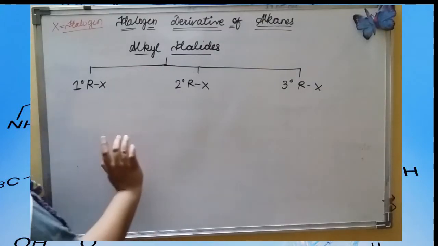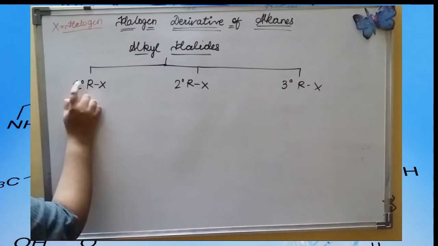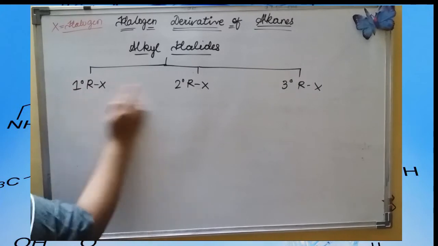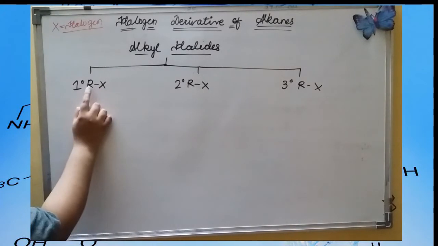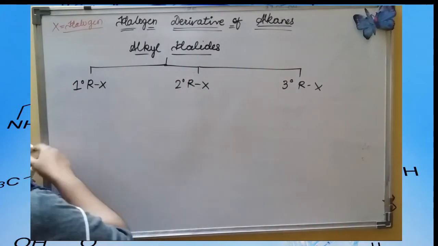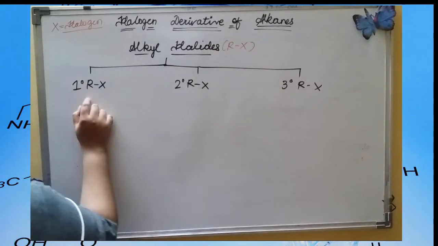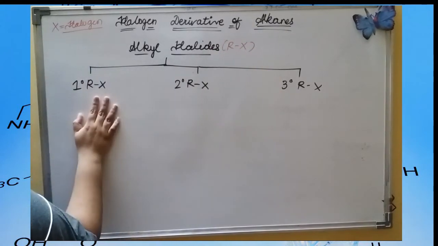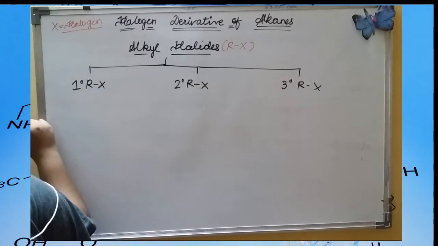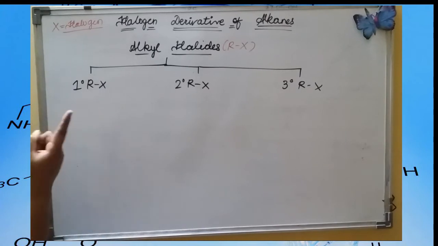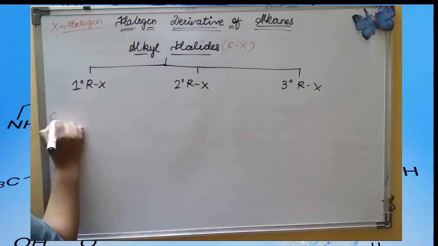Alkyl halides are also classified into 3 main groups. This one with this sign is known as primary, 2 with this sign is known as secondary, and tertiary. And RX is nothing but alkyl halide. It is the short form for alkyl halides. These are the alkyl halides in which the halogen atom is bonded to that carbon atom which is attached to only one carbon atom. So it is known as primary alkyl halide. Suppose I take an example.